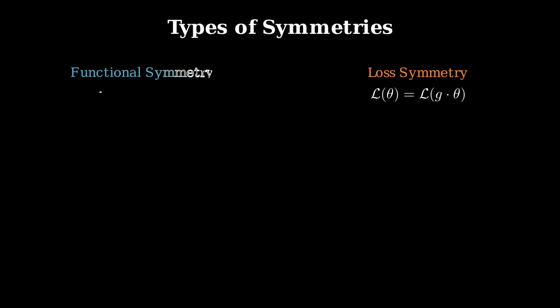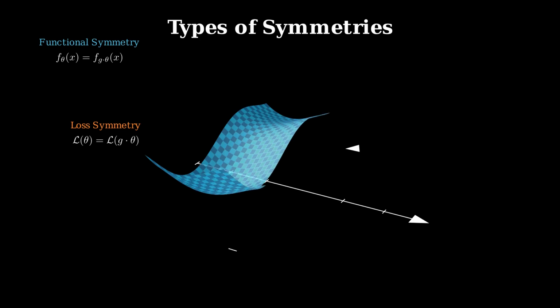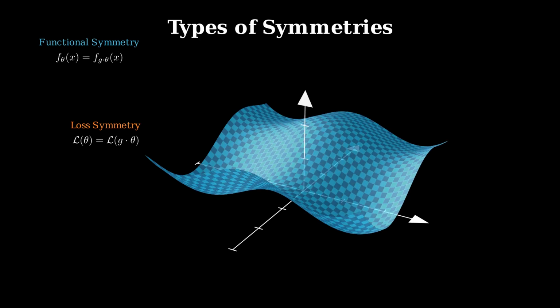Symmetries in neural networks can be categorized into two main types. The first is functional symmetry, where transforming the parameters results in the exact same mathematical output for any input. However, a much broader category is loss symmetry. Here, the internal functions might behave differently, but they ultimately yield the exact same objective loss value. In the vast optimization landscape, this means there are multiple distinct parameter configurations that sit at the exact same altitude. Point theta and its symmetric counterpart g theta are physically distant, yet perfectly equivalent in terms of performance.